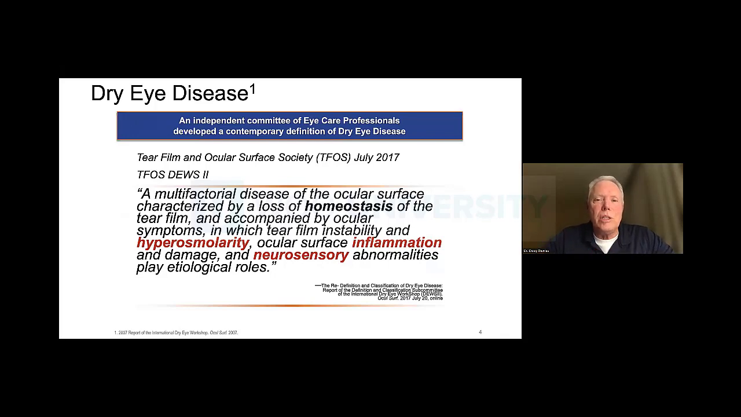And as we look at the definition of ocular surface disease, it really is characterized by a loss of homeostasis and talks about tear film instability and hyperosmolarity, as well as inflammation and neurosensory abnormalities. And we're hearing more and more about neurosensory abnormalities and the role that they play in ocular surface disease. So we want to keep these components in mind when we ask, how do we improve testing in this?